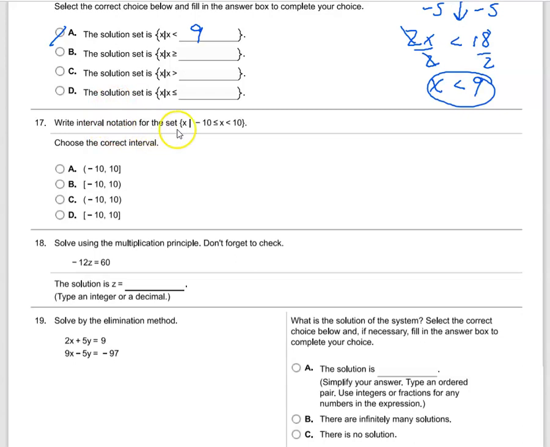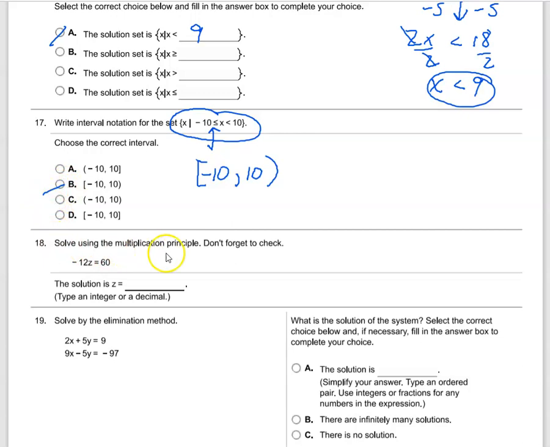Okay, it says write interval notation for this. What you need to pay attention to is the fact that there is an equal sign on this one, and there's not an equal sign on this one. So bracket gets an equal sign, the other one would not. So from negative 10 to positive 10.